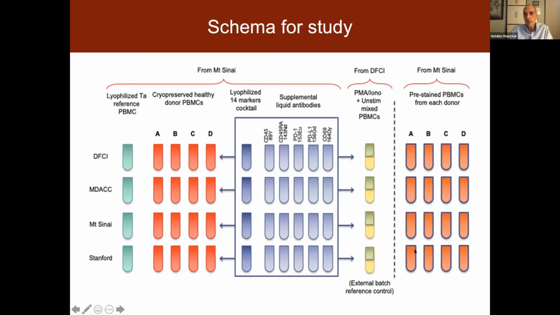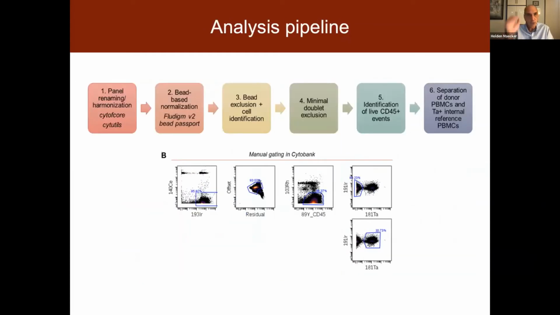Okay, and then as I already alluded to, we also had pre-stained PBMCs that were provided for each of these 4 donors, so we could compare the effect of staining on site as a sort of separate variable. So each site would stain their 4 PBMCs over here, and they would also run a pre-stained tube of those same PBMCs, a separate aliquot of those PBMCs that was pre-stained at Mount Sinai. All right, so lots of setups, lots of controls, 4 sites doing 4 different donors along with these controls.